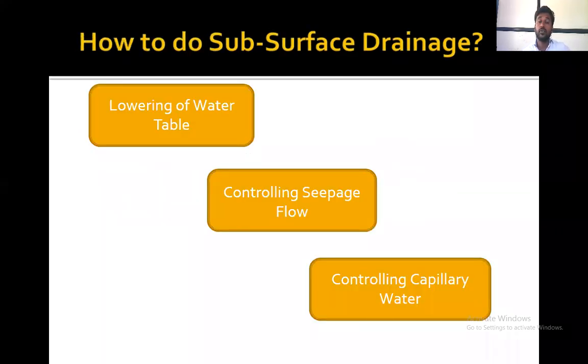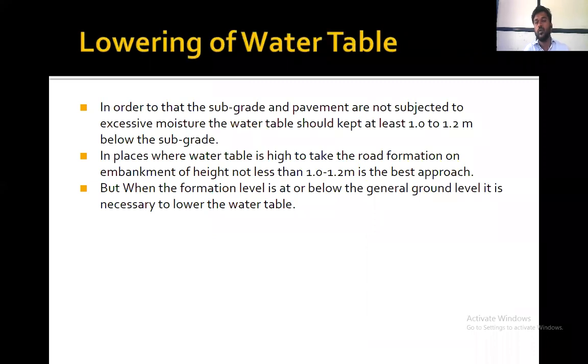Then how to do the subsurface drainage? The first thing is lowering the water table, then controlling the surface flow and controlling the capillary water. These are the major three factors that we need to control. First, we need to lower the water table. The second is to control the seepage flow through the layers below the pavement. And the third one is controlling the capillary rise. So we will see them one by one. The first is lowering the water table.